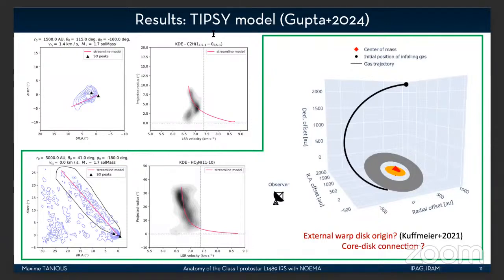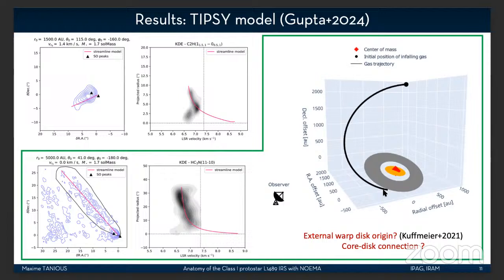So it's a recent Python package that is based on the same principle as the streamer model, but instead of tuning the parameters by hand, it takes directly as an input the PPV cube and fits the observation. And so we find the same results, and you have here on the right-hand side a 3D plot of the trajectory of the streamer that likely connects to the disk.